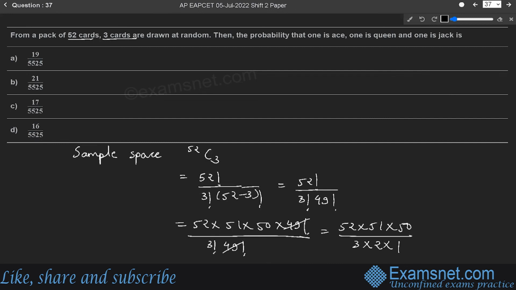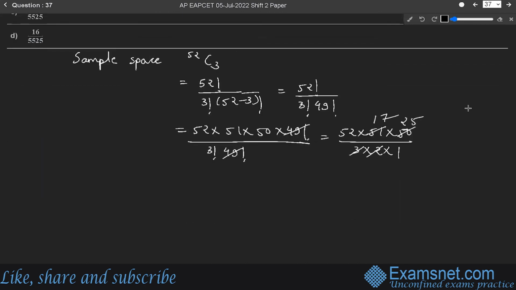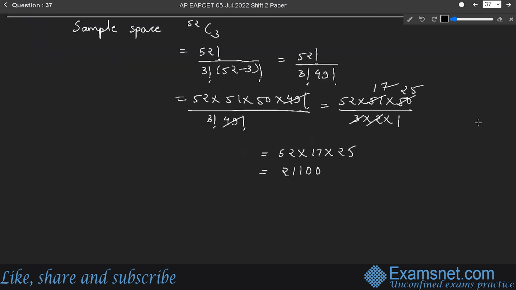Now cancelling this term, it will be 2 into 25 is 50. Again 3 into 17 is 51. So now the remaining terms are 52 into 17 into 25, which is equals to 22,100. Now we have to find the probability of getting one ace, one queen, and one jack.